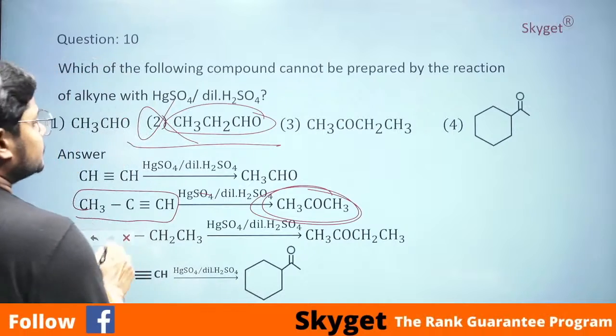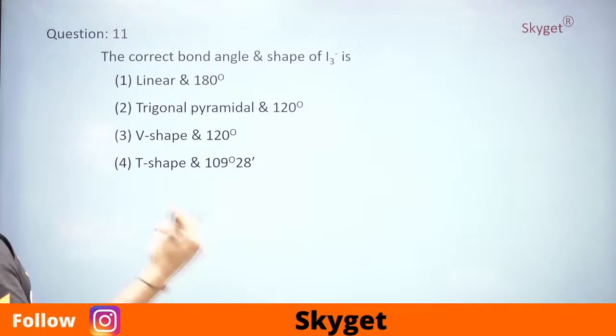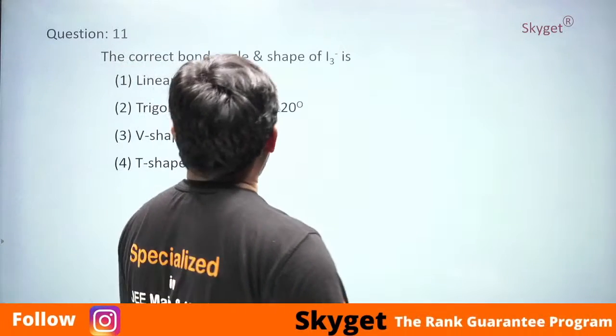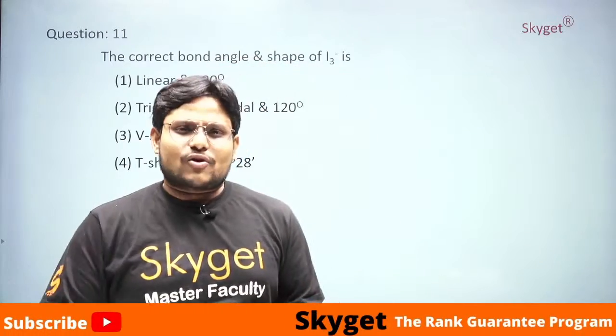Okay, next. Yes, students, the correct bond angle and shape of I3 minus is dash. Yes, it is very genuine. It is a very easy question, a level 1 question, students.